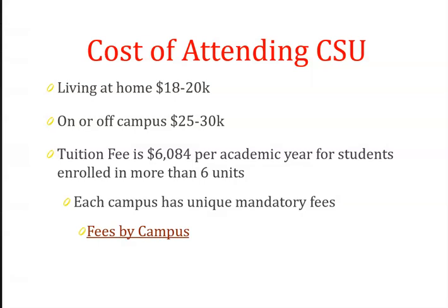And so for myself, when I changed my major at Sac State, instead of taking 12 units, I took like 15, 16, 17 units because I didn't want to go another semester and pay more fees. And so I knew I was paying the same amount no matter what. And so I just took more units. And that worked for me. That's not going to work for every student. So you have to decide that. And then each campus has unique mandatory fees that are on top of that tuition fee.